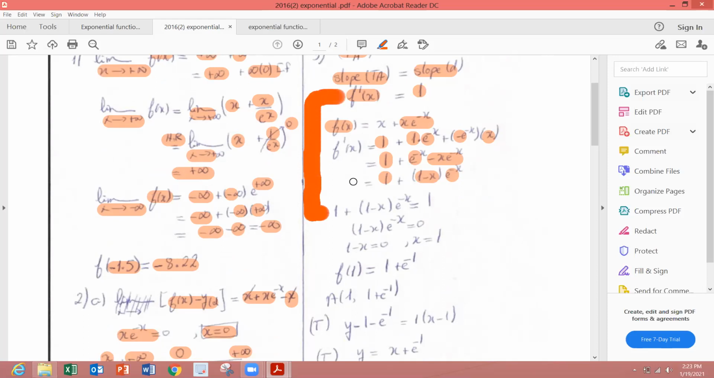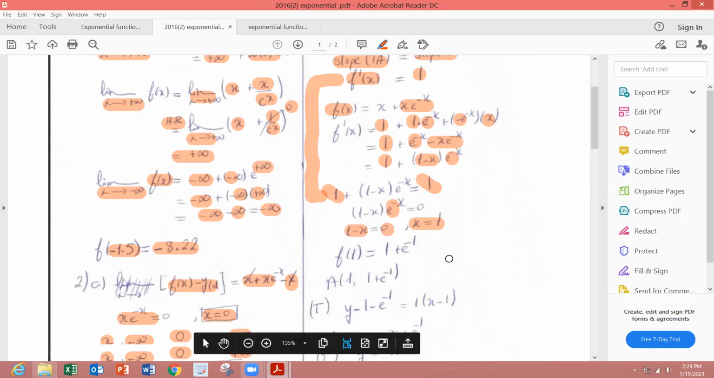f prime of x equals 1. So 1 plus (1 minus x) e to the minus x equals 1. The 1 and 1 cancel, so (1 minus x) e to the minus x equals 0. Since the exponential is always positive, 1 minus x equals 0, so x equals 1. This is the abscissa of the point A.